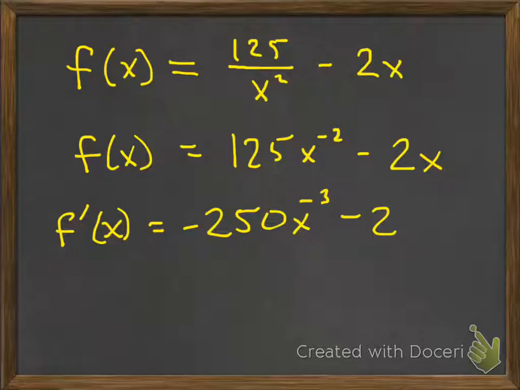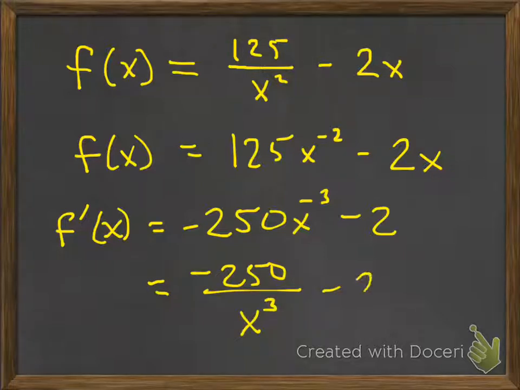Now, some students lose focus with the negative exponent, and they forget that the negative exponent means that that term is in the denominator. So let's rewrite this really quickly to make sure that we don't lose sight of that. So this is negative 250 over x cubed minus 2.